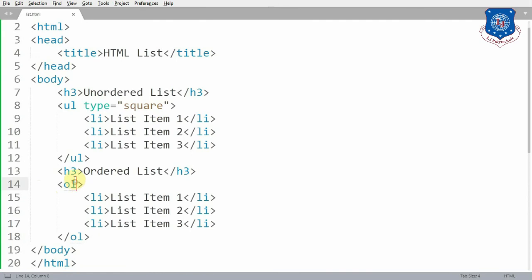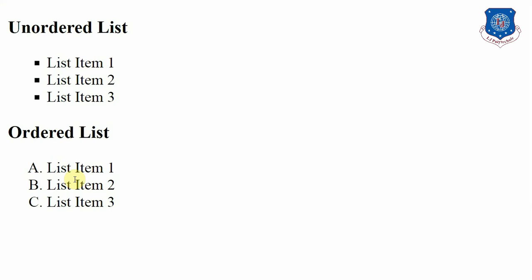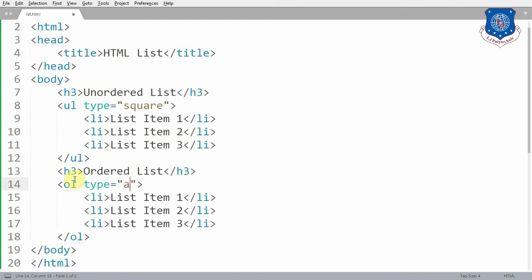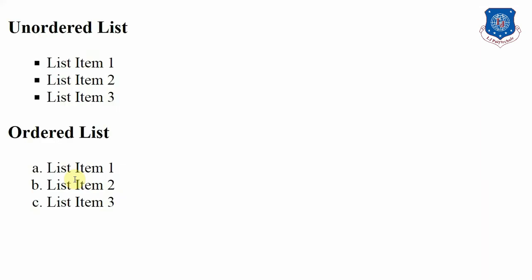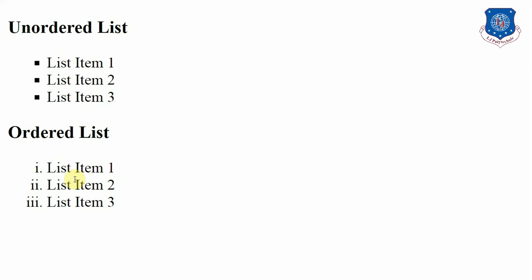Suppose you want to change it to some another listing type. Let's say I want to show a list having ABC. So I'll use the same type property which I had used in UL tag, but inside type property I'll write capital A. So by writing this, our list will be changed to ABC type of list. Similarly, you can set small a and I, Roman digits. So this is how you can display unordered list and ordered list.